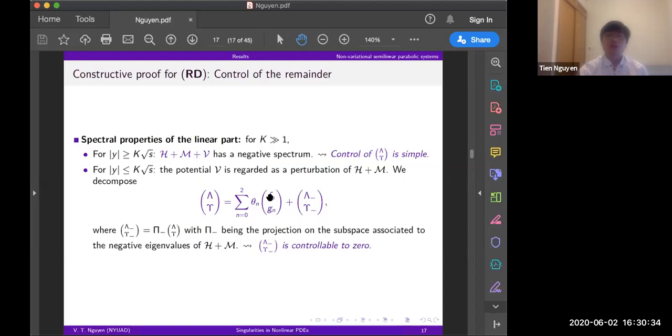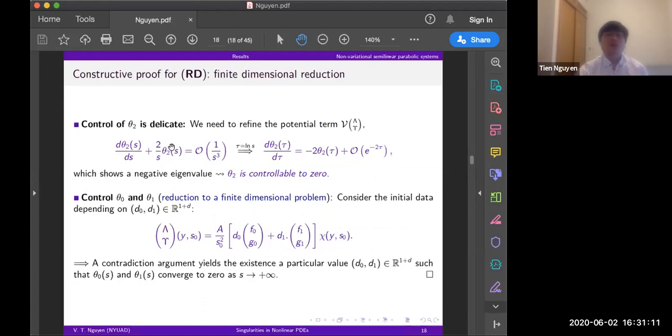So we need to decompose the solution according to the eigenfunctions of the linear operator. So we need to decompose the solution of this form. And here we have lambda minor and epsilon minor corresponding to the projection of the solution to the negative mode, which gives you lambda negative and epsilon negative that can be controlled to zero without any difficulty.